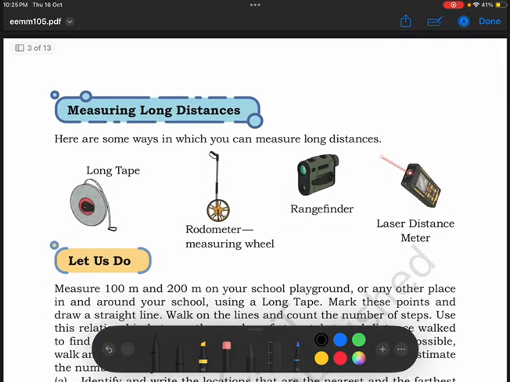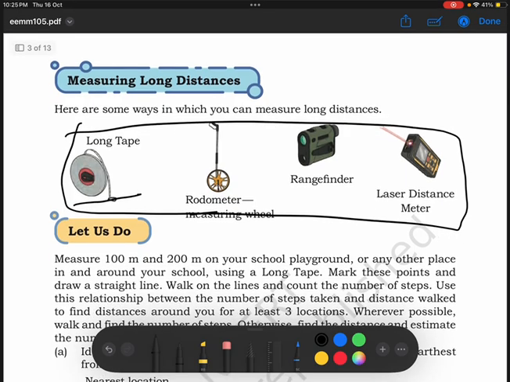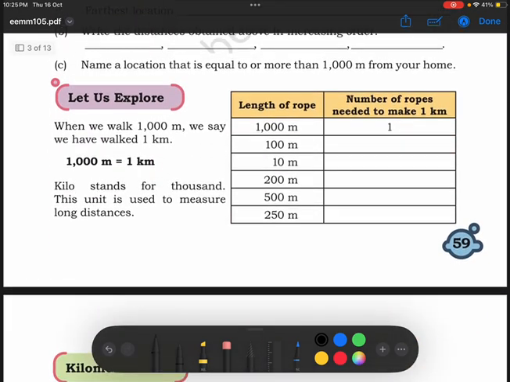Come to the next. These are some instruments to measure different things. These are used to measure the height in different cases, like a long tape to measure the distance on the ground, and an odometer to measure the distance on a road for a long distance, and the same for the others. Okay, so come to here, let us explore.